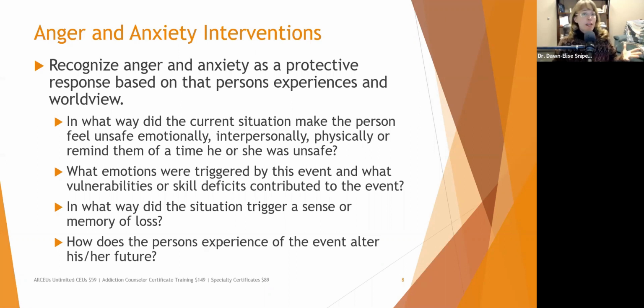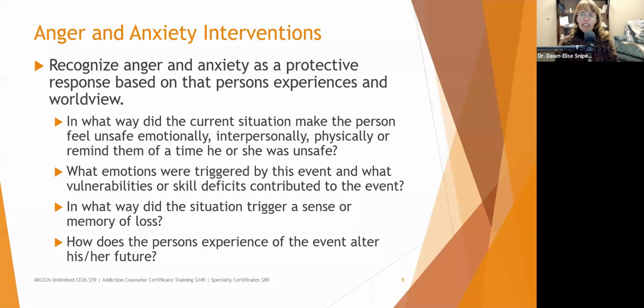And what skill deficits contributed to the event? This is a hard one sometimes, because you don't know what skills you don't have until you figure out that there's a skill there that might have helped. For example, when people are in relationships, a lot of times anger and anxiety can be triggered by poor communication skills. If people recognize that, okay, my assertiveness skills were a little bit lacking in this situation, or I was engaging in mind reading, which contributed to my fear, then we're helping them understand what happened and what they may need to do differently in order to respond differently the next time.